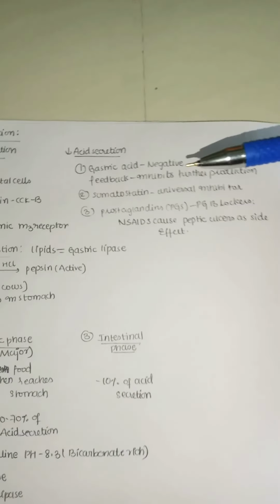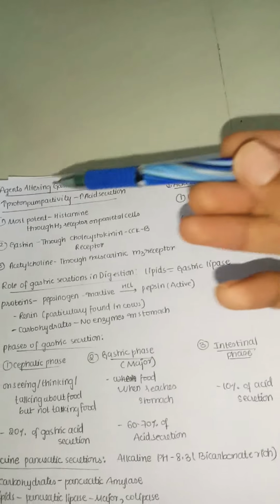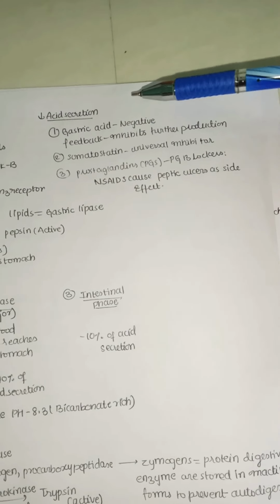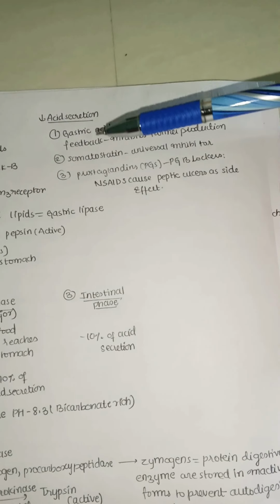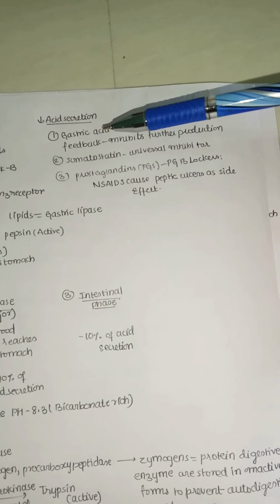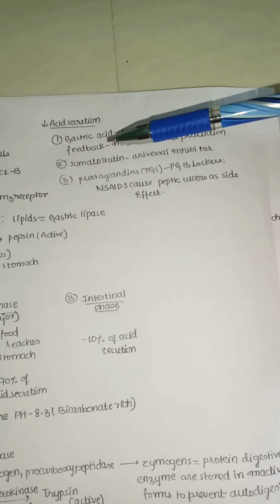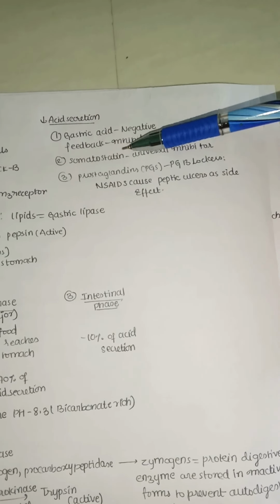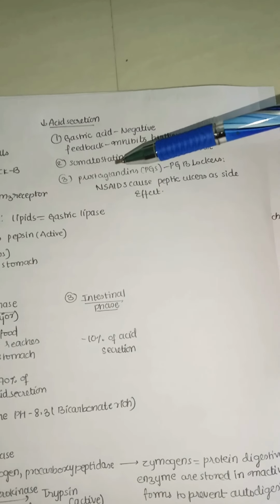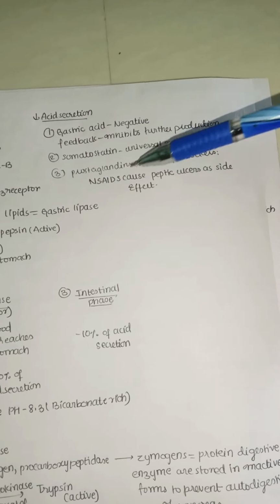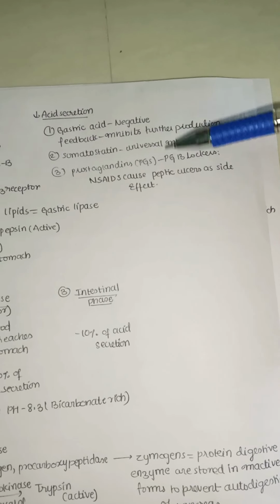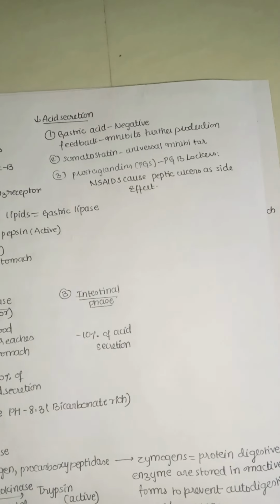There are other factors which decrease acid secretion, meaning they decrease the proton pump activity. What are those? We have the gastric acid, which gives negative feedback and inhibits further production. Whenever there is higher gastric acid in the stomach, it tries to decrease the gastric acid by negative feedback inhibition. We also have somatostatin. In the name itself, statin, something is blocking, so it's a universal inhibitor. And you also have prostaglandin.